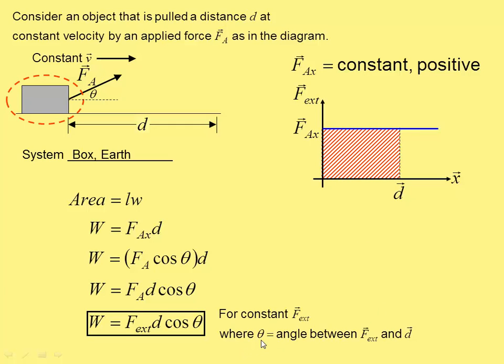And theta we define as the angle between the external force and the displacement. Notice here the displacement is horizontal, and the applied force is at that angle theta. So theta is not just any old angle. It's the angle in between the external force and the displacement.